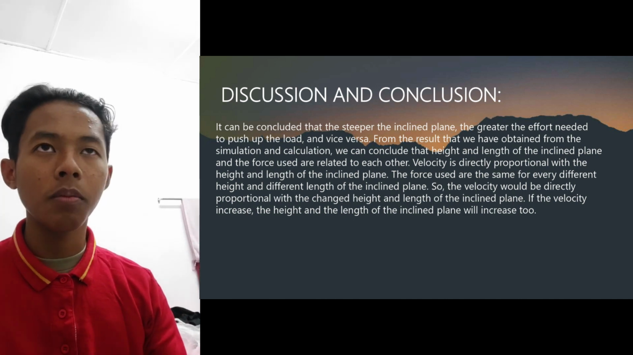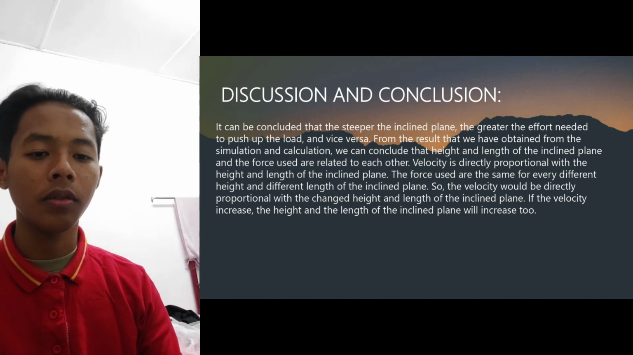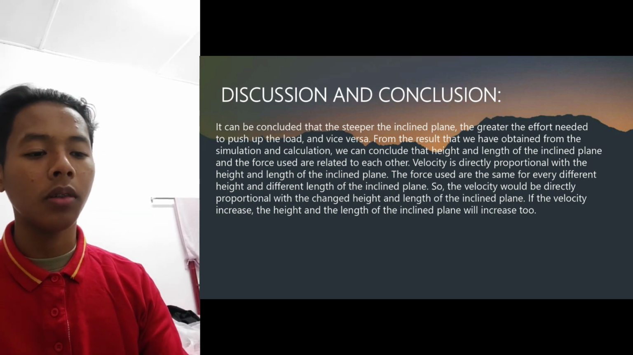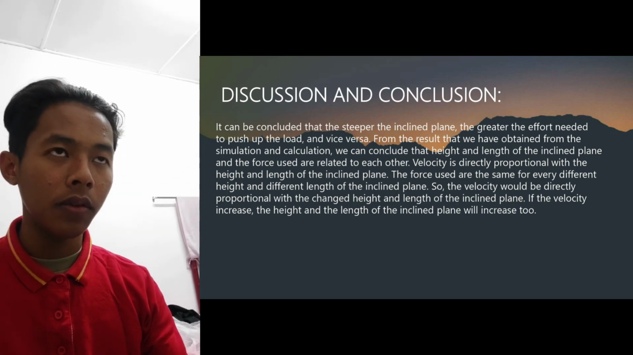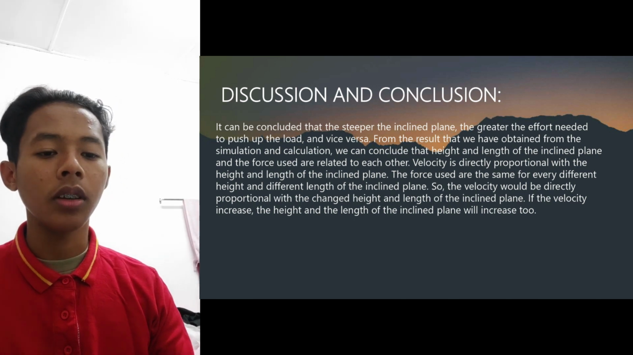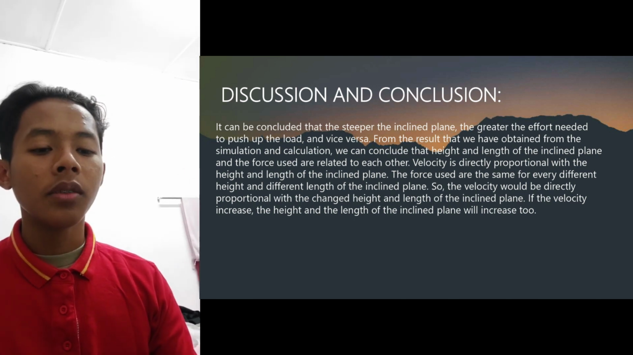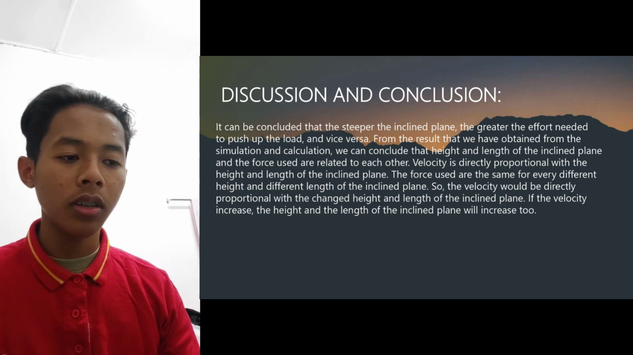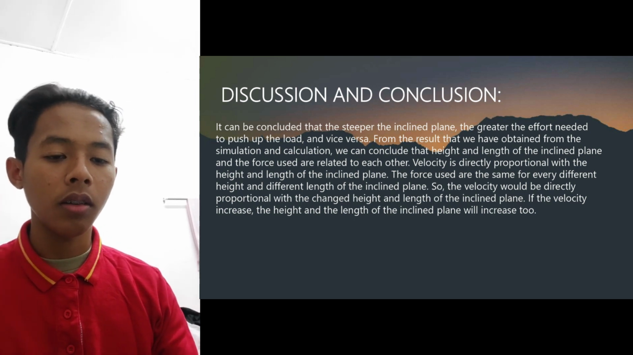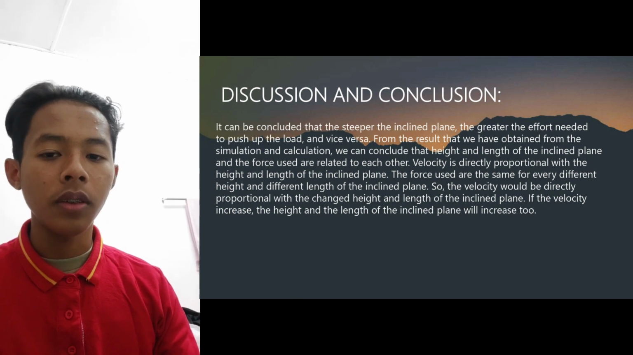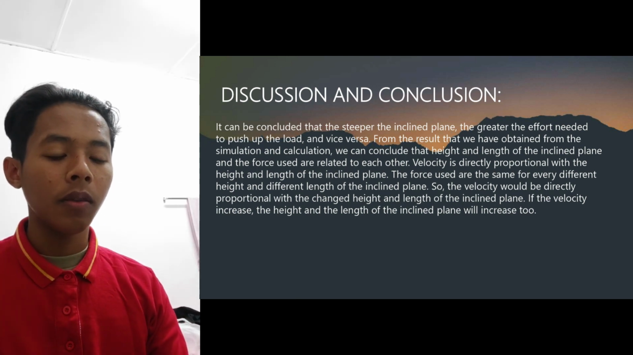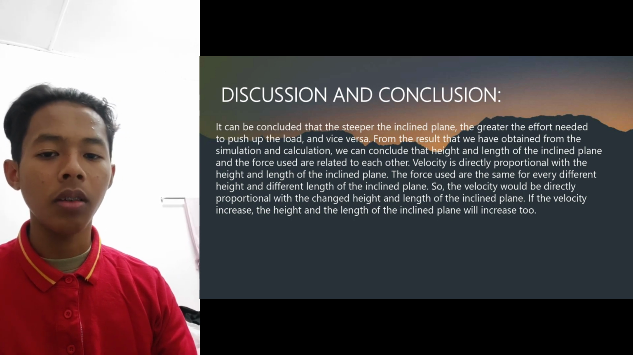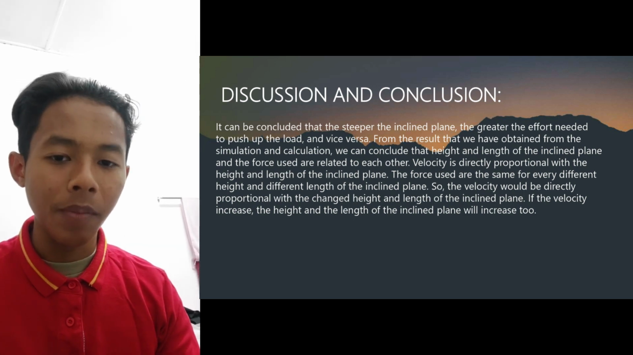Velocity is directly proportional to the height and length of the inclined plane. The force used is the same for every different height and different length of the inclined plane that we use. So the velocity would be directly proportional to the change of height and length of the inclined plane. If the velocity increases, the height and the length of the inclined plane will increase too along with the velocity.